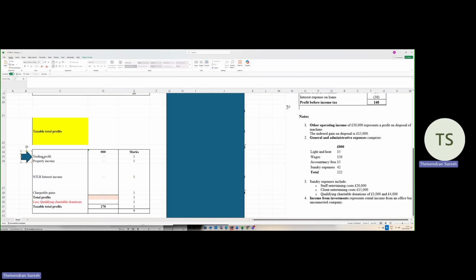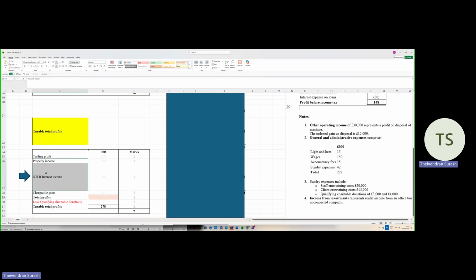We need to have the trading profit first. Then we need to find the property income. Then we have the non-trade loan relationship interest income. That means these are interest income, but not trade related. Then we also have chargeable gain. So these are the four different sources of income for the company: trading profit, property income, non-trade interest income, and chargeable gain.